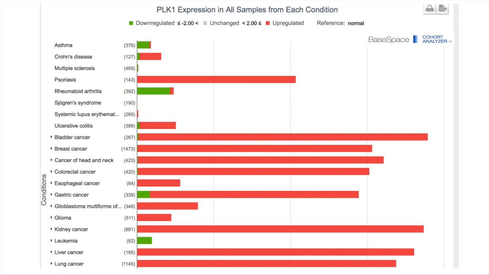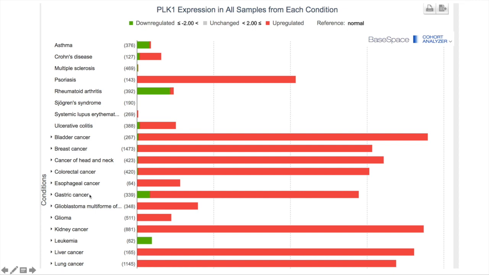So with polo-like kinase, this is a program I use. It's called Cohort Analyzer. It's commercial. I'm sorry, you can't use it. All the good stuff you have to pay for. But here is what it's doing: this is a percentage. This would be 100% of the samples in their database. What this is showing is, in all of these different samples, red would indicate an upregulated expression of that gene, and green would be downregulated.